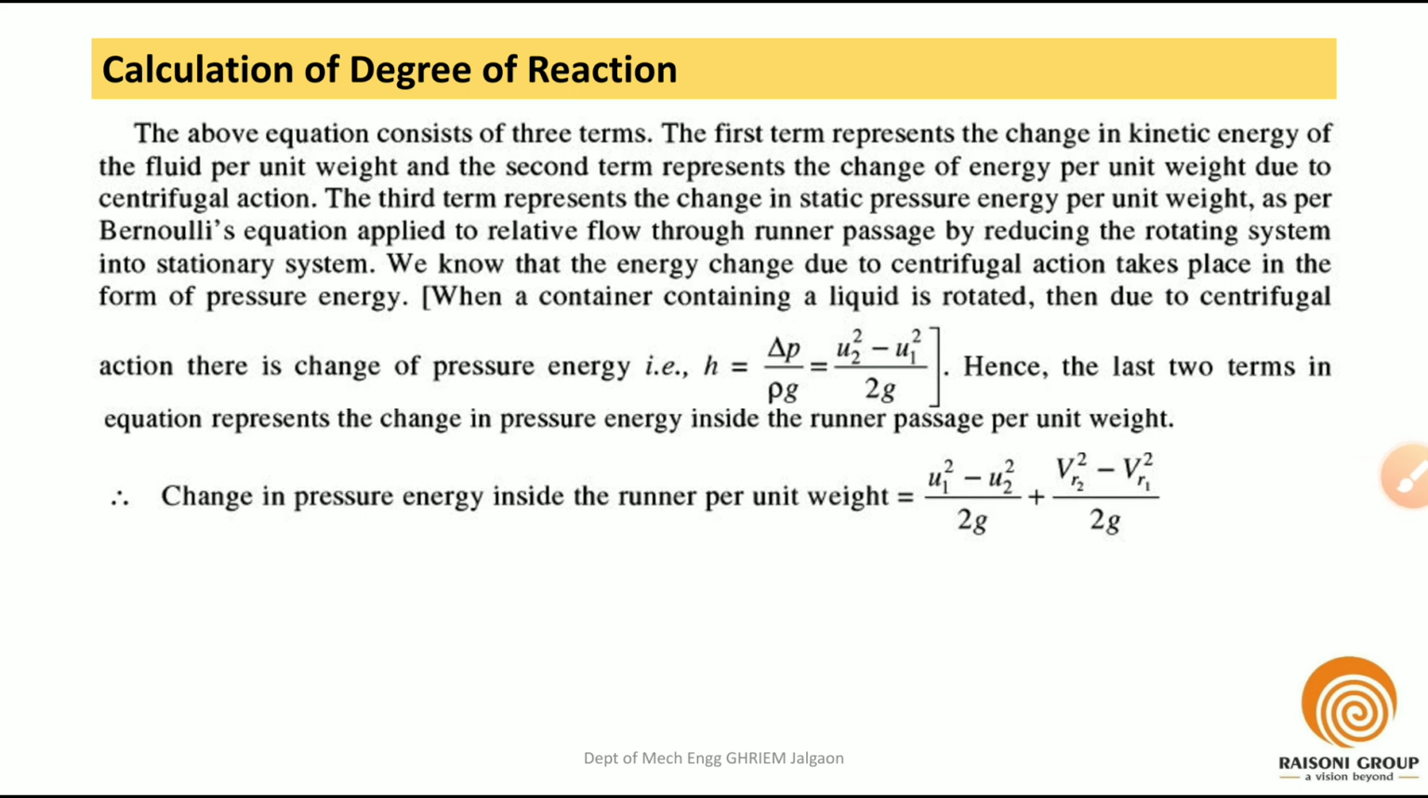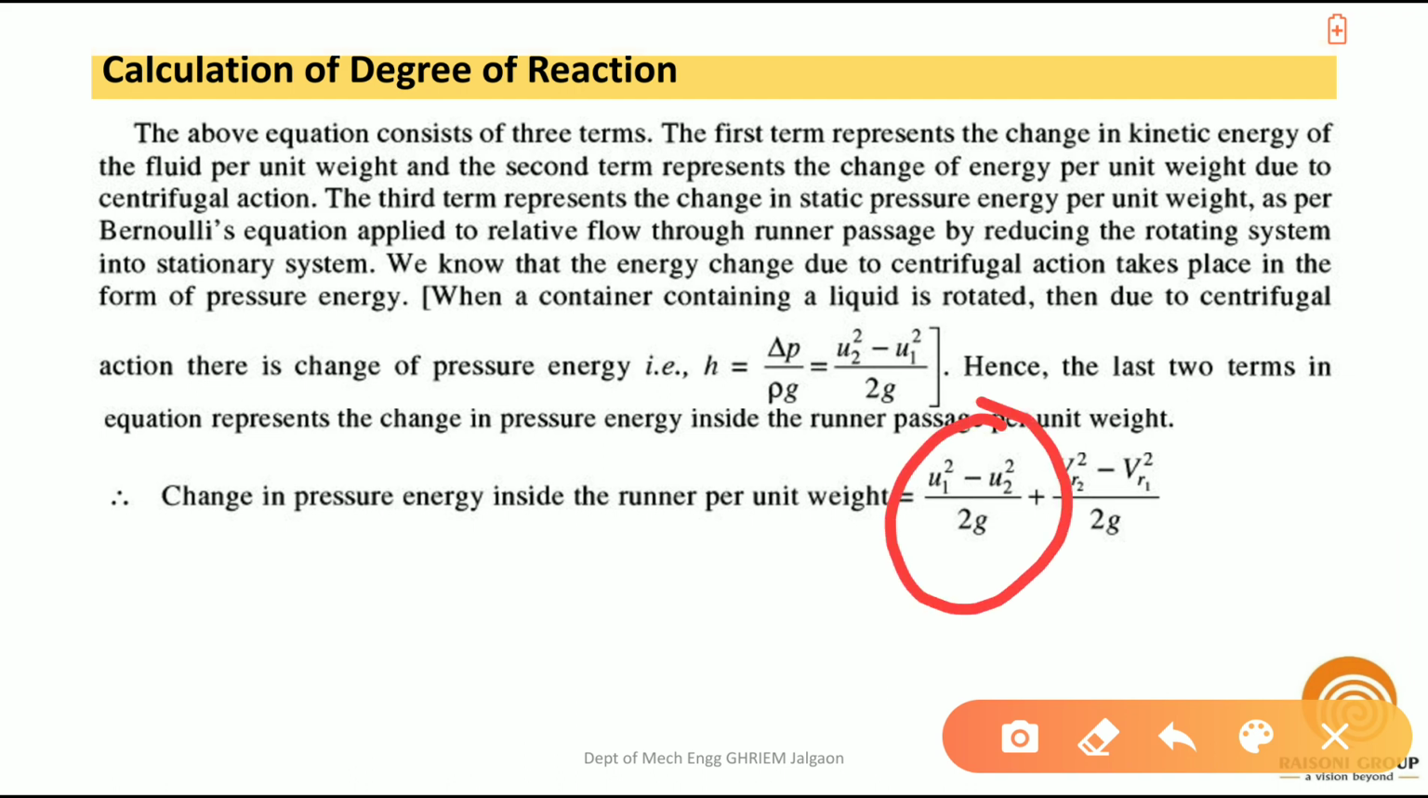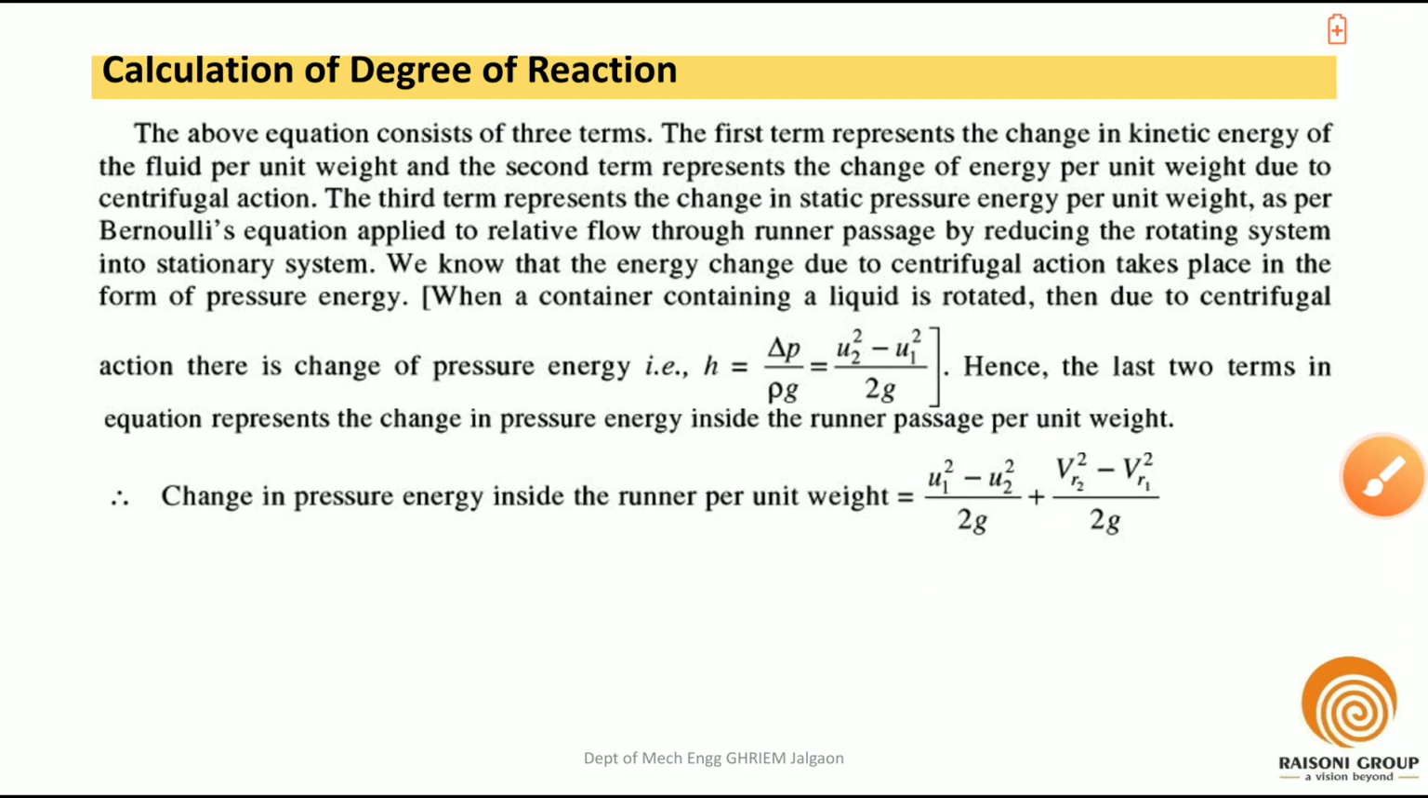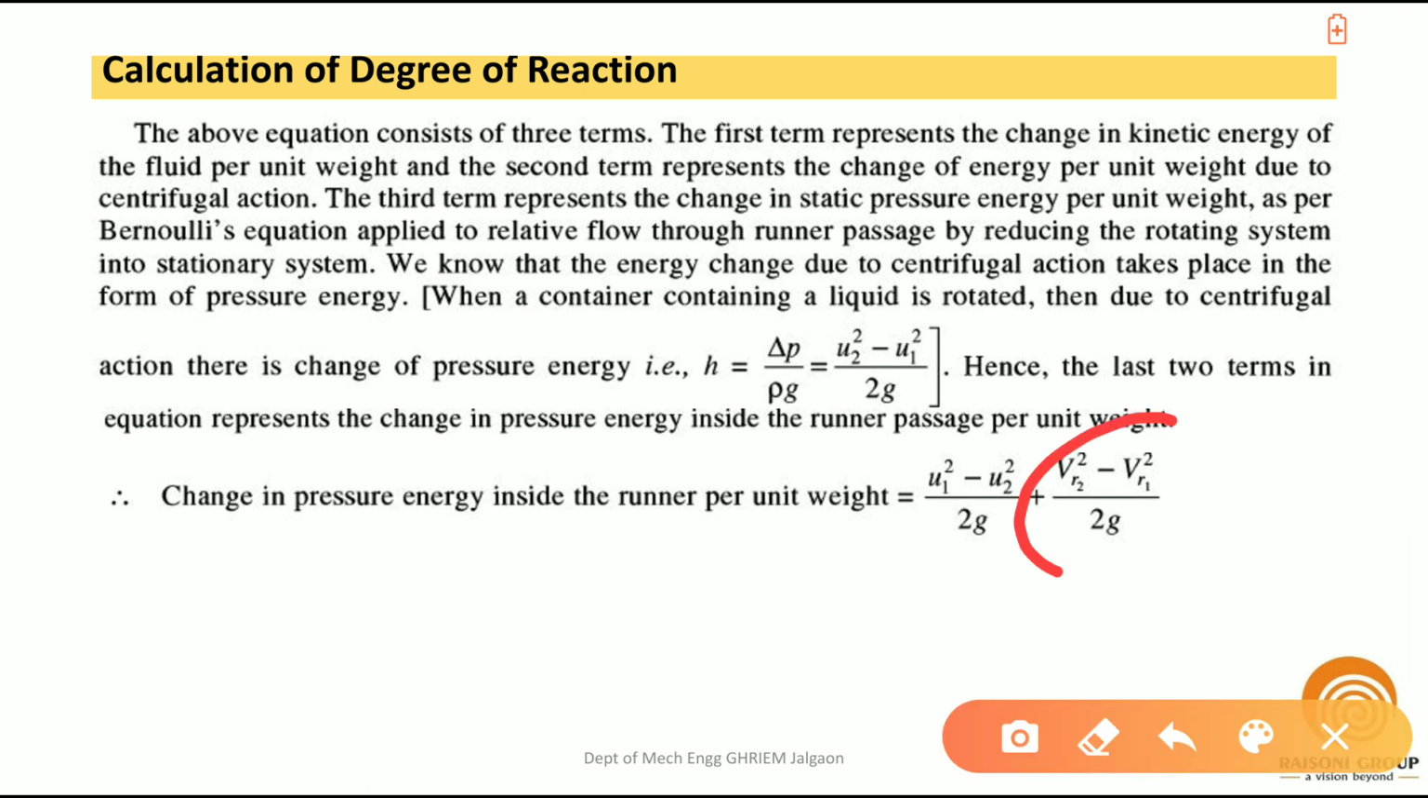The second term represents the change of energy per unit weight due to the centrifugal action, as it is equal to u1 square minus u2 square divided by 2g. And the third term, the relative velocity term, represents the change in static pressure per unit weight.